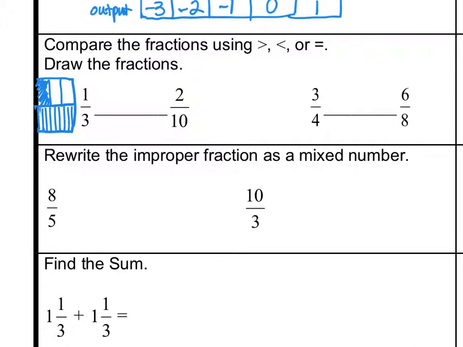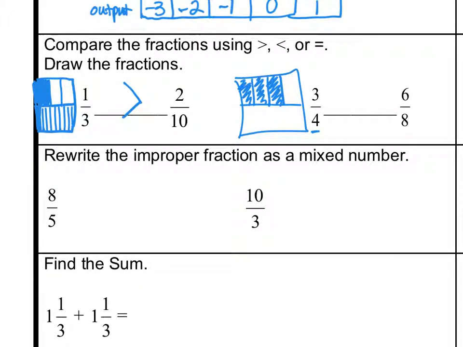And color in 2 of them, which puts me to there. And if we can compare that to our 1/3, you can clearly see that the 1/3 is greater than 2/10. Okay, now I'm going to do 3/4 on the top one. So there's my 4ths, and I get to color in 3 of them.